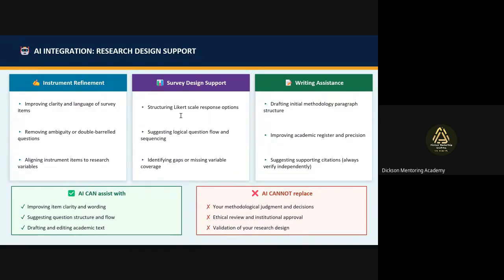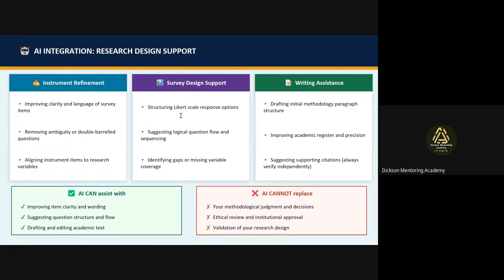AI integration. And just like we showed for literature review, you can also integrate AI to help with the research design and support. So here again, I'll say what AI can do and what AI should not be used for, and the ethical use of AI.